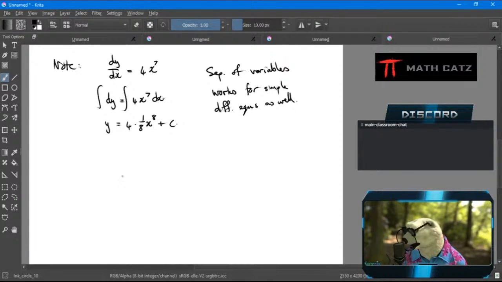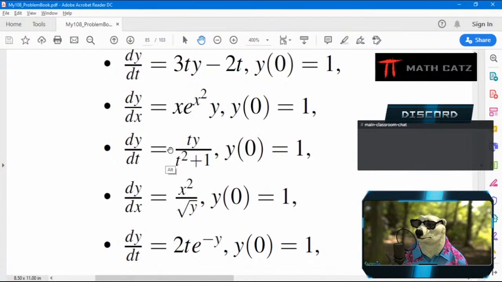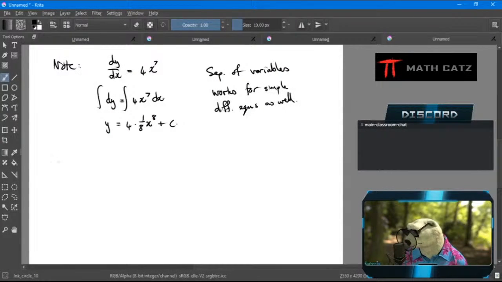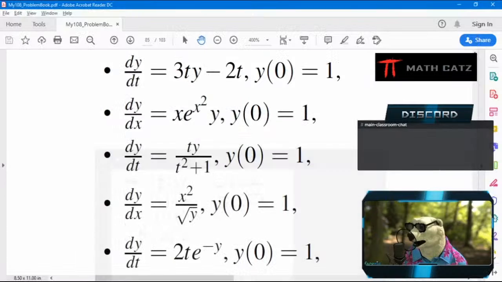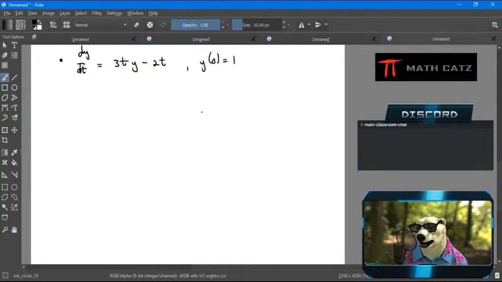Let's see what else we can do. Maybe a last question. Now, there isn't much. Maybe this top one. There isn't much in terms of how difficult we can make it. dy/dt equals 3ty minus 2t. And I have an initial condition, y of 0 equals 1. All right. So let's have that as our last example and just pay close attention to how I would rewrite this equation to separate the variables correctly.